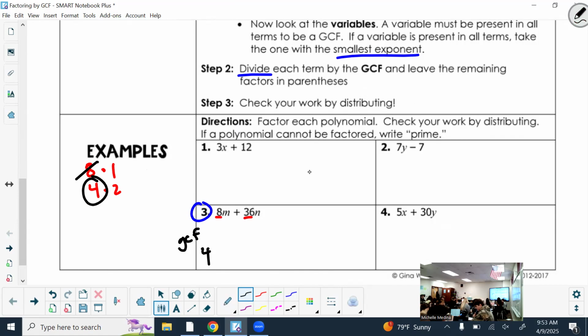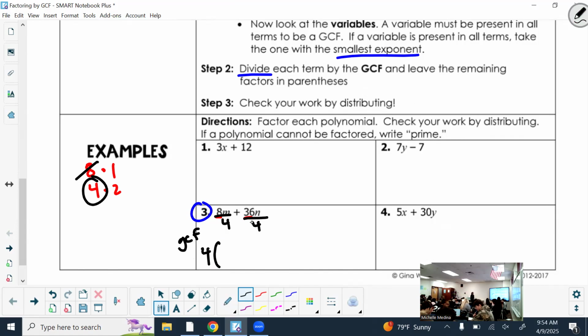Now check the variables. Do they both have an M? Do they both have an N? So then you can't factor out any variables. My GCF is just 4. It's going to live outside the parentheses, and inside the parentheses is what we get from dividing each term by the GCF.